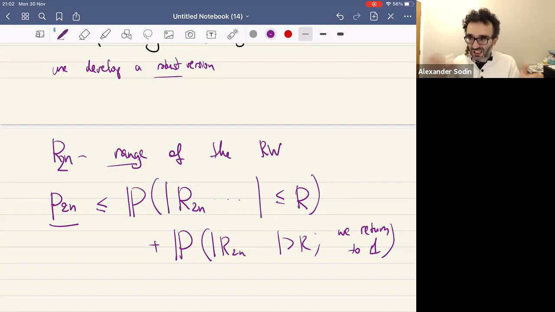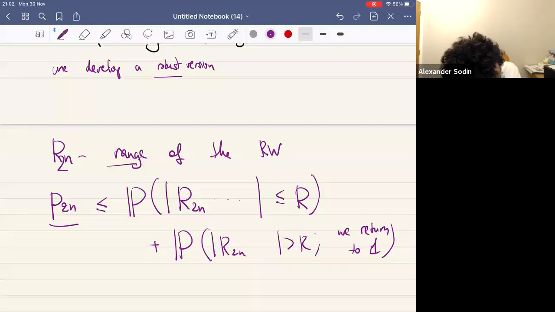The first term is a large deviation event for the random walk. It doesn't have to do with the 15 puzzle at all. It's just a fact about the range. And the second, we need somehow to quantify the fact that if the random walk visited many sites, it's very unlikely that we'll untangle whatever we entangled.